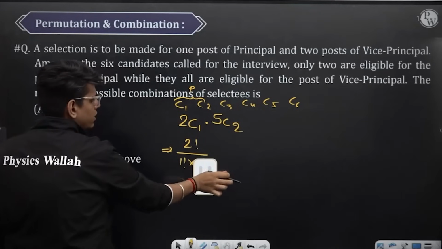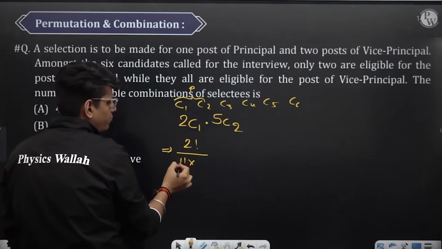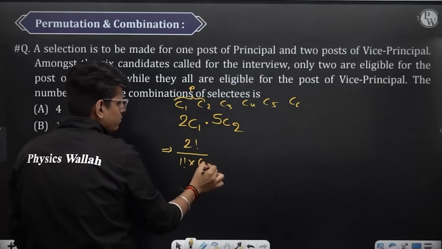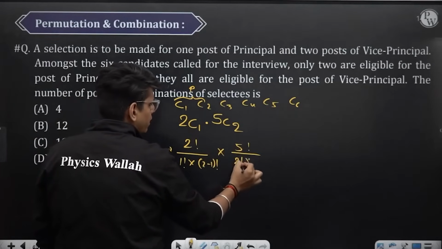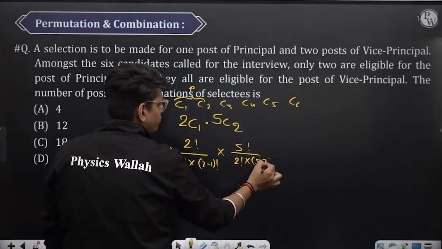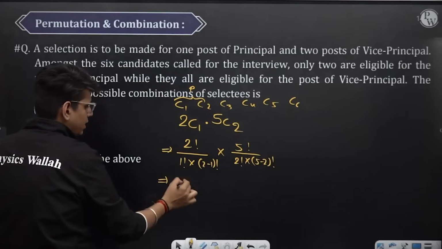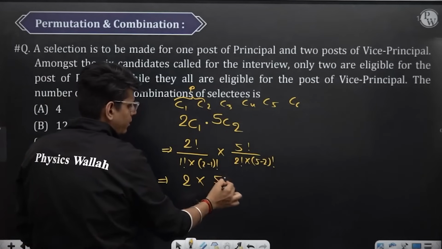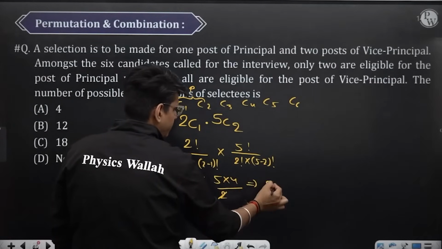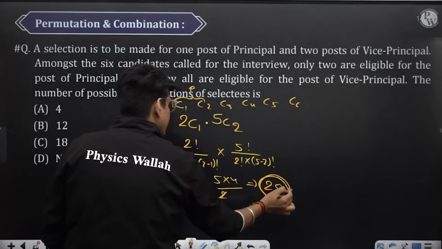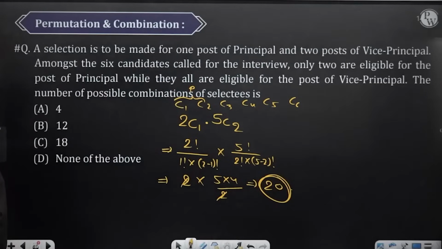How does this come? 2C1 is nothing but 2 factorial upon 1 factorial into (2 minus 1) factorial, into 5 factorial upon 2 factorial into (5 minus 2) factorial. Okay? So this is nothing but 2 into 5 into 4 by 2. This is 20. There are 20 such cases in which you can select this. So here the answer will be none of the above.